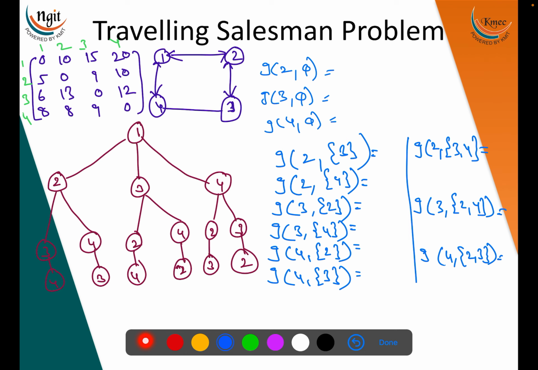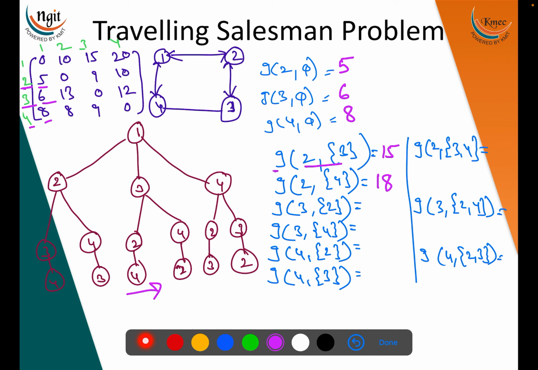What is this way? G(2, pi) value is what? 2 comma 1 value. Look at the graph. 2 comma 1 value is 5. These values have to be reflected in your paper along with the recursive tree. And 3 comma pi value is what? 3 comma 1, it is 6. And 4 comma pi value is what? 8. After that, G(2,3) value also you have to write. What is G(2,3) value? The value is 15. From the last diagram you can write all this. 2 comma 4 value is 18.